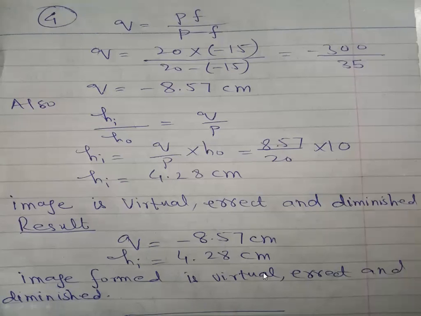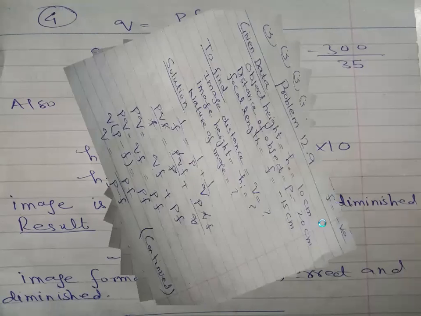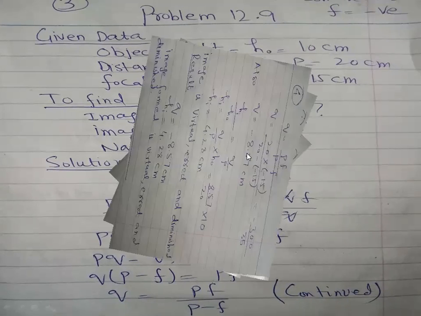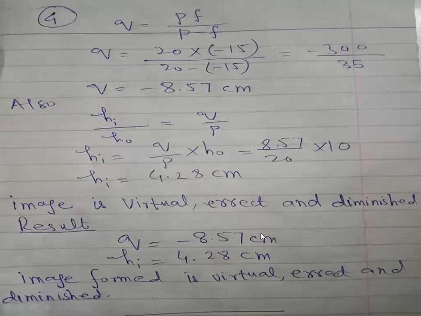Three things were required: Q, HI, and the nature of the image. Q is minus 8.57, I told you earlier. I wanted to find the image distance Q, the image height HI, and the nature of the image. So three things are found. Q is minus 8.57, HI is 4.28, which is the image height, and the image is virtual, erect, and diminished. This is the end of numerical 12.9.